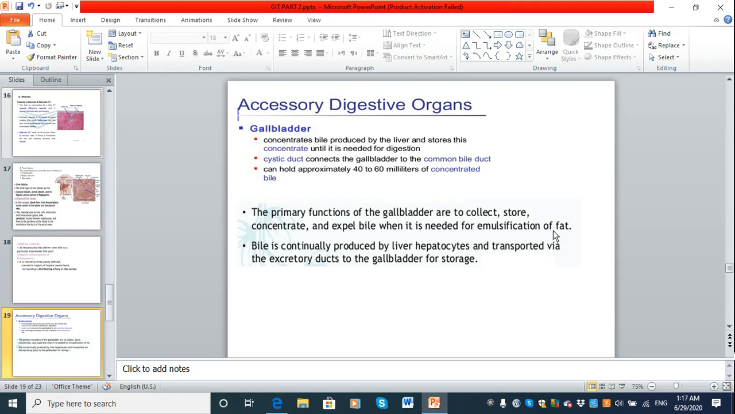The main or primary function of the gallbladder, be careful, is to collect, store, concentrate, and expel bile when it is needed for emulsification of fat. Bile is continually produced by liver hepatocytes and transported by excretory ducts to the gallbladder for storage.